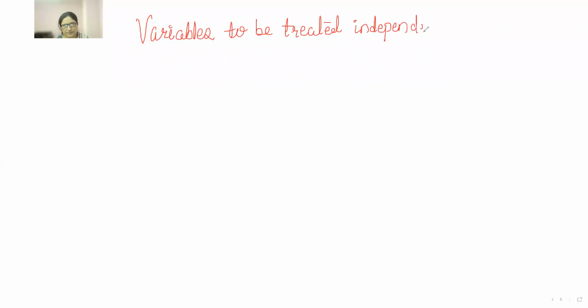Now after this we are moving towards the next bit: variables to be treated as a constant or variables to be treated as independent variables. So we can see here. Next bit is variables to be treated as independent variables.